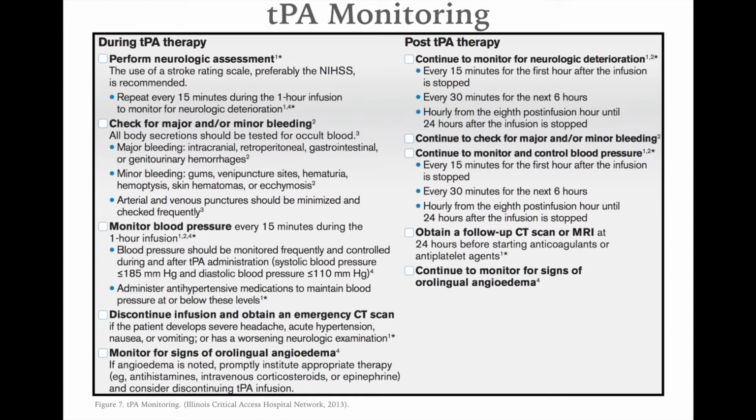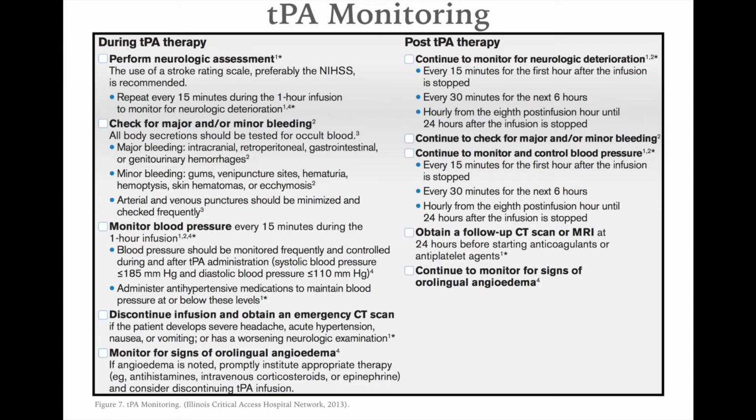You will be doing an NIH scale every 15 minutes during the infusion to note any improvements or decrease in neurological function. TPA is a blood thinner, so it's important to watch for any major or minor bleeding that can occur. Major bleeding being any hemorrhagic strokes, and minor bleeding at the IV sites, gums, and urine. Make sure that you do not do any sticks after you've started the infusion.